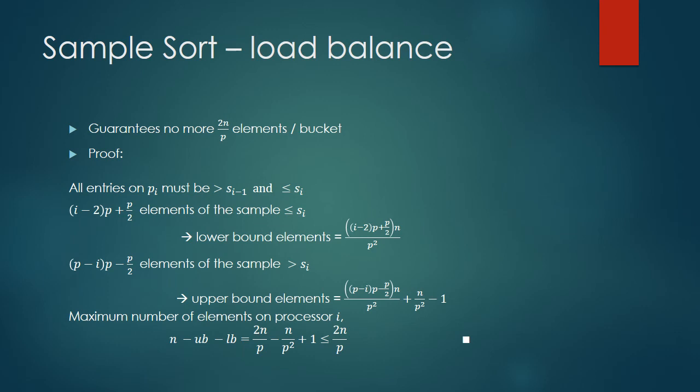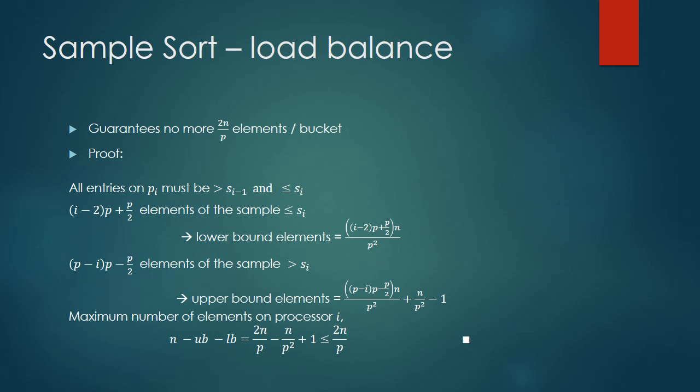And the general idea is very simple: all entries on a particular process are greater than a given splitter and less than or equal to the next splitter. That's how we define it. So you try to count the number of elements of the sample which are less than the ith splitter, and that's basically the number of splitters which are less than that, and correspondingly the lower bound on the number of elements, because each of the splitters corresponds to n over p squared elements which are guaranteed less than that.